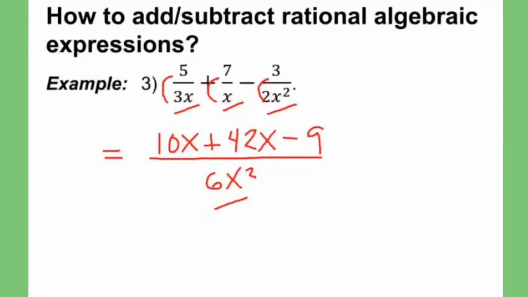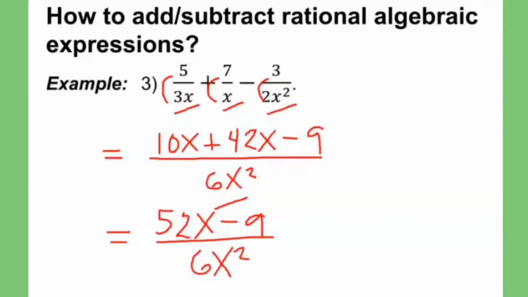Pwede pa nating isimplify yung numerator by combining the similar terms, 10x and 42x. So this would be equal to 10x plus 42x. We have 52x. And we just copy the constant negative 9 all over 6x squared. And this is already our final answer.